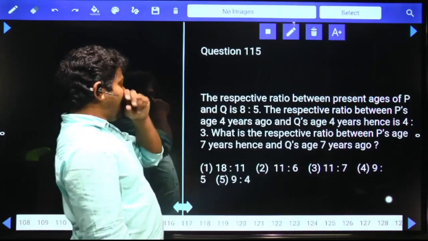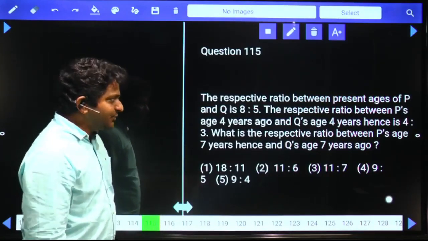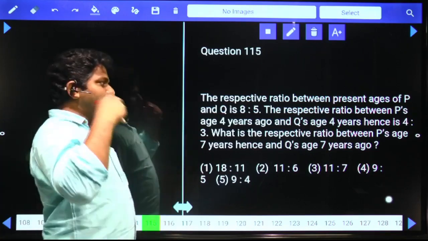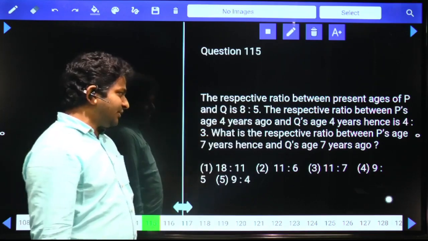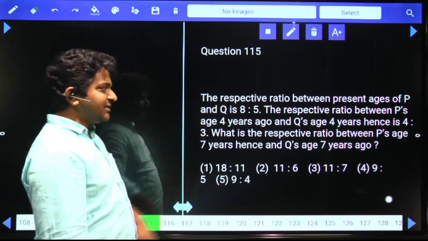Right. Question 115. The respective ratio between present ages of P and Q is 8:5. The respective ratio between P's age 4 years back and Q's age 4 years hence is 4:3. What is the respective ratio between P's age 7 years hence and Q's age 7 years back?